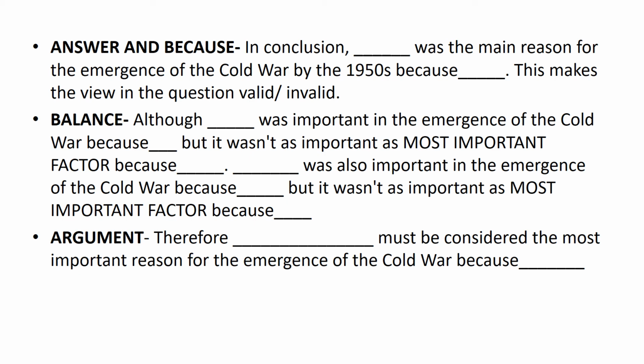Although blank, so although another factor was important in the emergence of the Cold War because, give a reason there, but it wasn't as important as, and then go back to your most important factor because. Blank was also important in the emergence of the Cold War because, so again mention another factor there, but it wasn't as important as your most important factor because. Now, when you're giving your balance points there, try not again just to go and repeat, say, your evaluation that you've done. Try and just summarise, yes, here's why it is quite important, but here's why it's not as important as my most important factor.